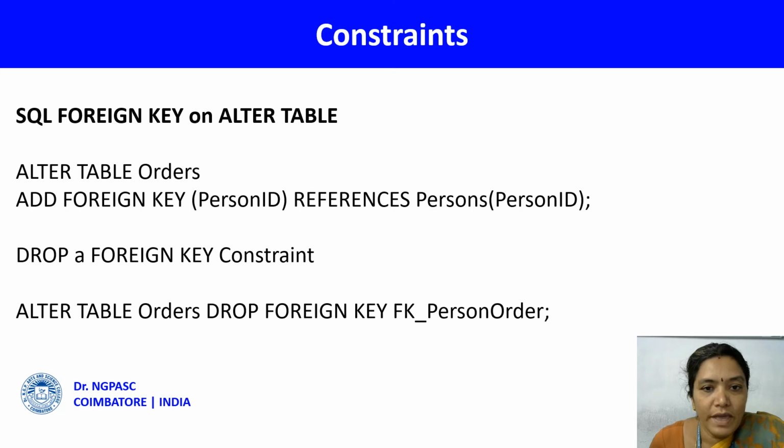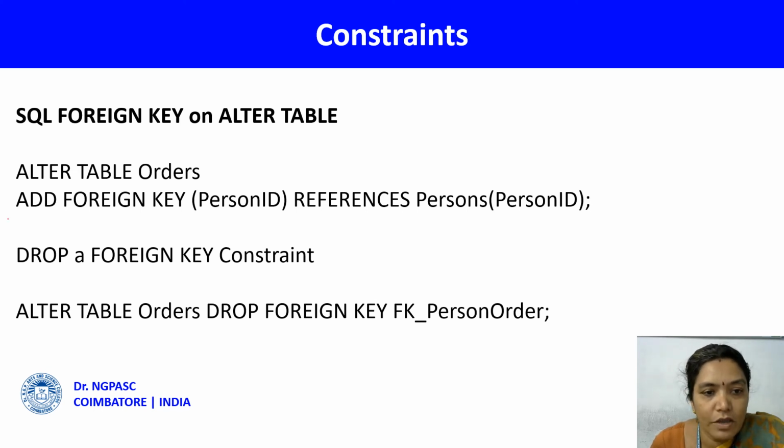So how can I use my foreign key constraint with the help of the alter table statement? Suppose I have missed my foreign key while creating my table, I can add it with the help of the alter table statement. So here it is alter table. What is the name of the table I am going to alter? It is orders.